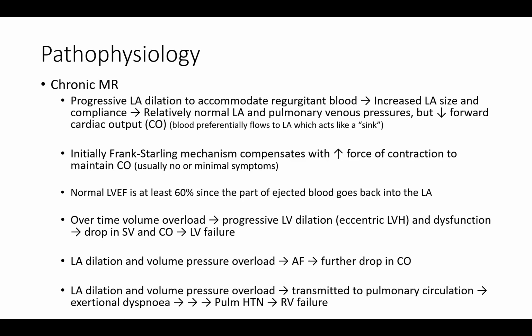Still, this left atrium volume and pressure overload will eventually get transmitted to the pulmonary circulation and lead to exertional dyspnea initially, but even later at rest. And so, a vicious cycle, it gets to pulmonary hypertension, and pulmonary hypertension can give RV failure. So eventually they come with biventricular failure.